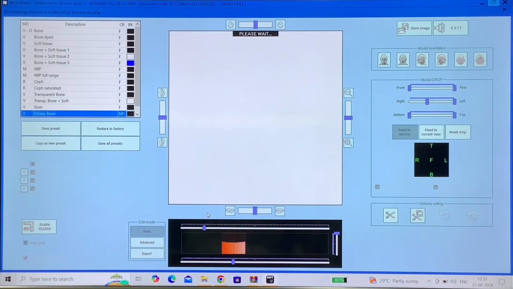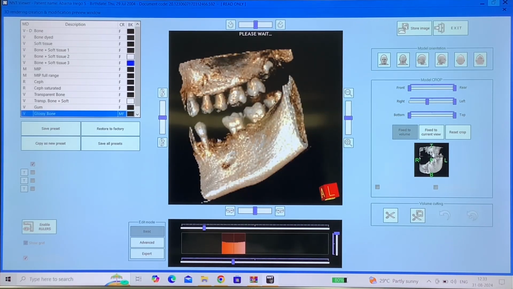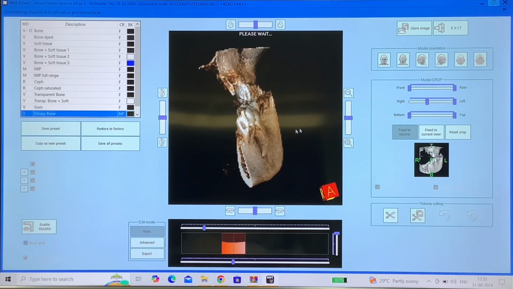We would go into the 3D slices. This is the buccal aspect of the mandible. You can see the missing 3-5. So we will move on to the lingual aspect.